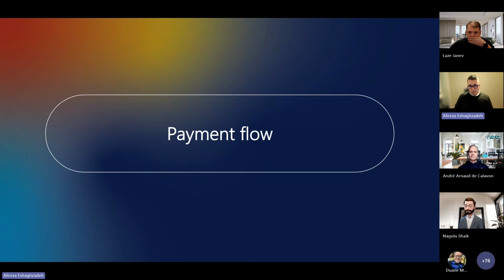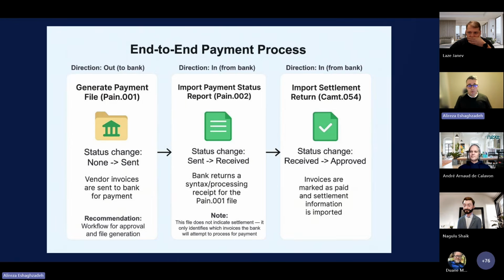So when it comes to the payment flow, if we want to start with the payment process in finance operation, basically it starts with the pain.001. We just call it the customer initiate payment file. This is the file that is sent to the bank, and afterward, when the file gets generated, the status of the payment will be changed from none to sent.